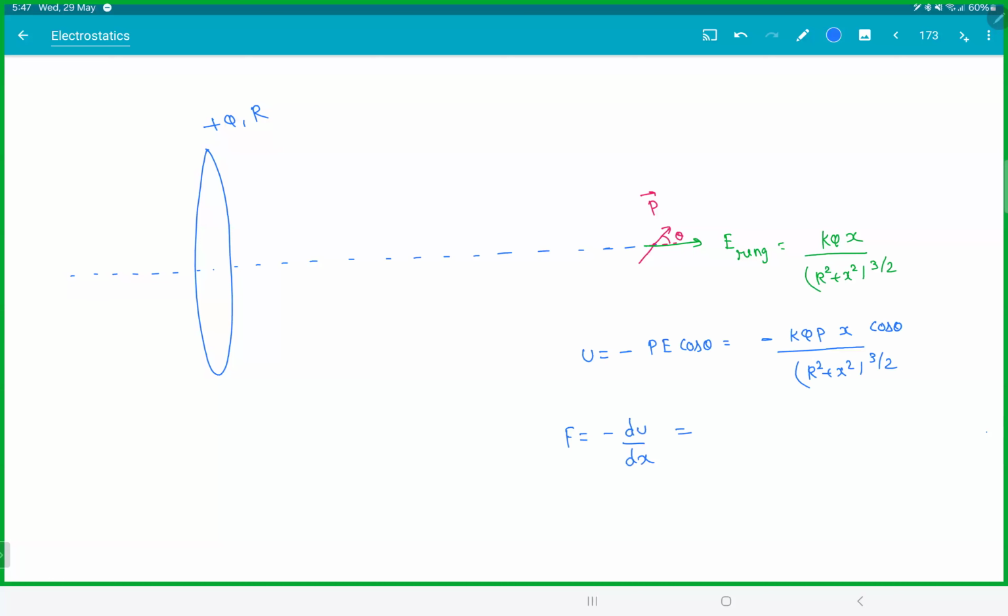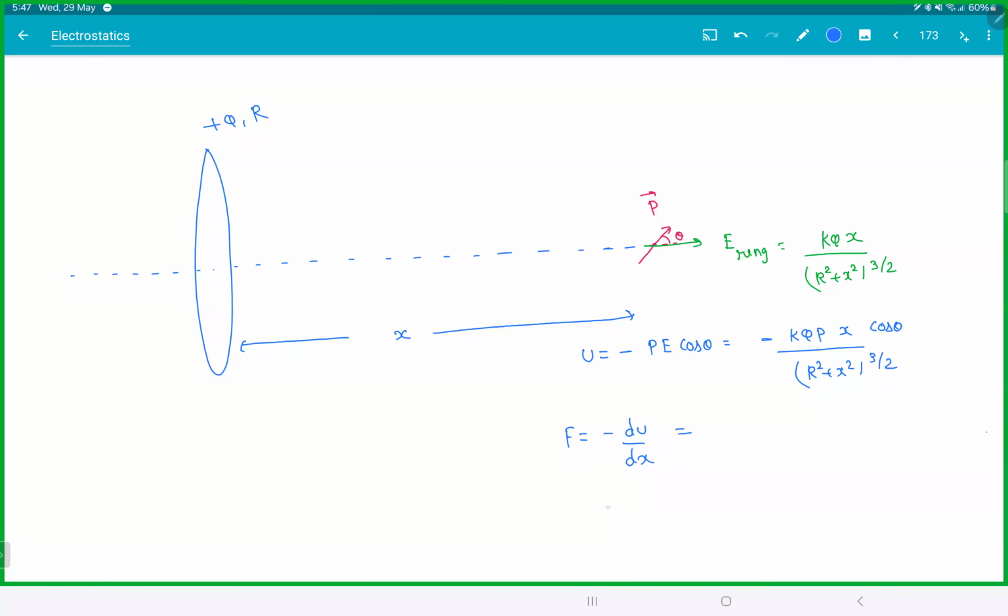Clear? Since the dipole is very small, we can do this. The dipole is so small, we can assume the field is almost uniform at that point. So you'll get the force as a function of distance x. Clear? So find the potential energy and you'd finish it off.